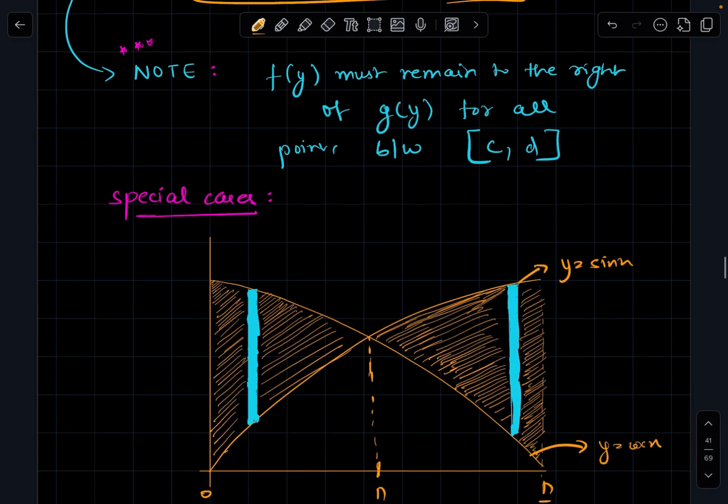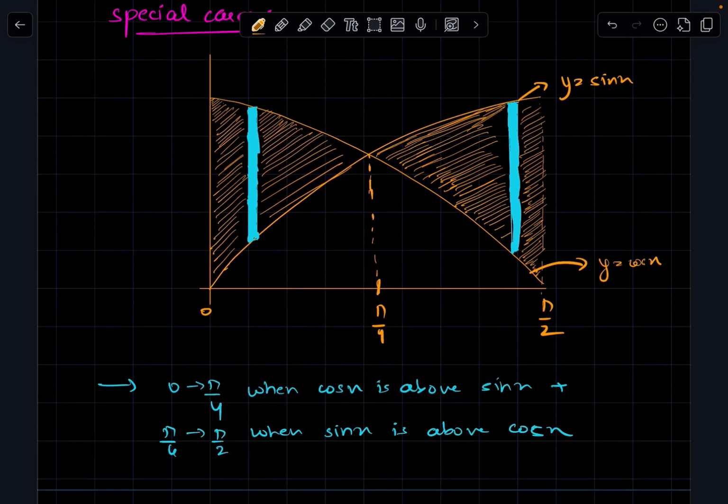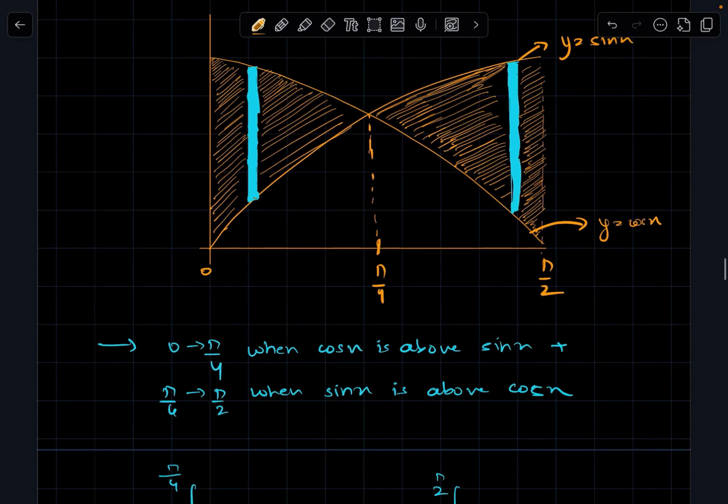Right. Now let's talk about the special case where a function is above another function and then it switches. So here we have two functions in x: sin x and cos x. We have two waves, the sine wave and the cosine wave. As you can see, from pi by 4 to pi by 2, sin x is on top, while from 0 to pi by 4, the cosine wave is above the sine wave.